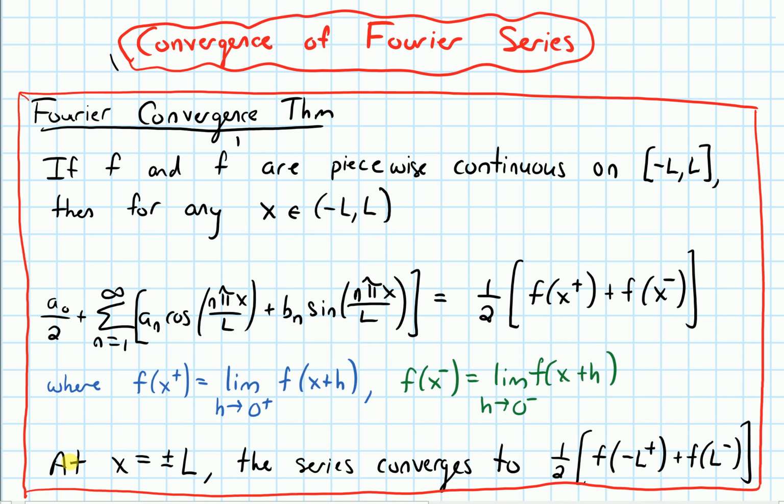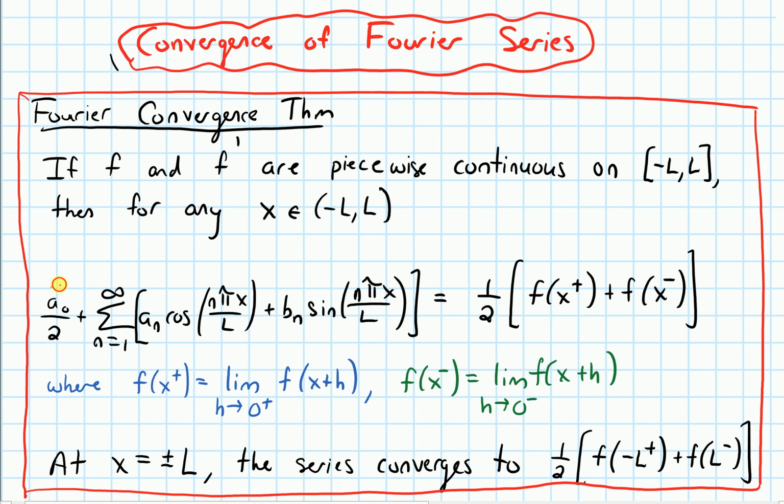And it turns out that when x is at the endpoints, so either when it's positive L or negative L, the Fourier series will converge to 1/2 of this sum. So f of negative L with the plus, so that's the limit as we approach negative L from the right side, added to the limit as we approach positive L from the left side.